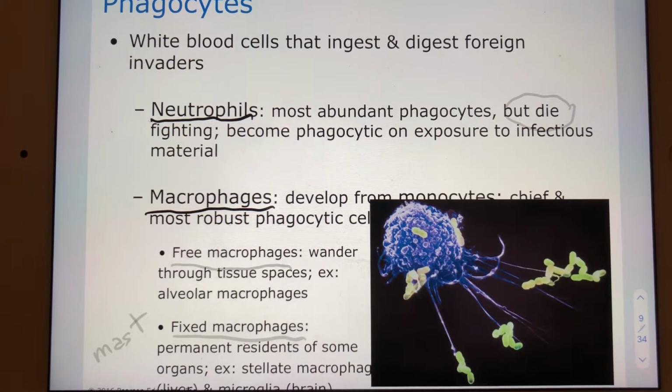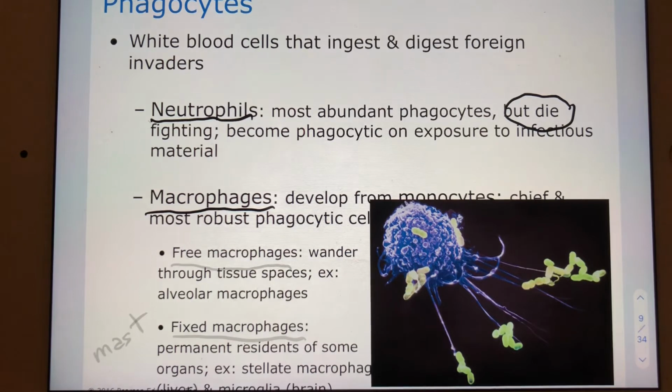And they also tend to be sort of the first on the line of battle. So like the first troops to arrive. But they actually exhaust themselves to death. The good news is that by the time neutrophils are perishing on the front line, macrophages have arrived, and macrophages are even more robust, so they're more lasting.